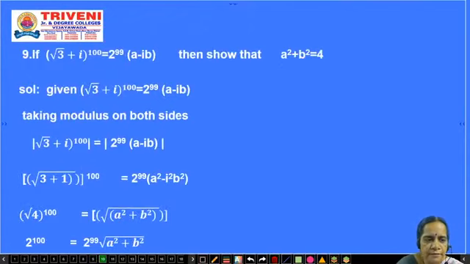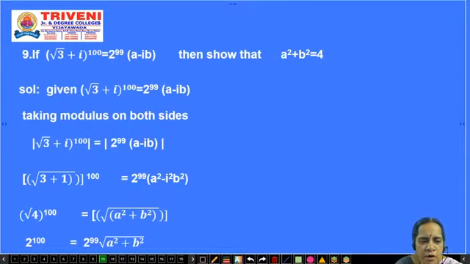Okay, and then the next problem is what is given here. If root 3 plus i whole power 100 is equal to 2 power 99 into a plus ib, then show that a square plus b square is equal to 4. Given hypothesis is root 3 plus i whole power 100 is equal to 2 power 99 into a minus ib.